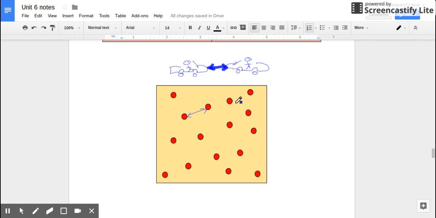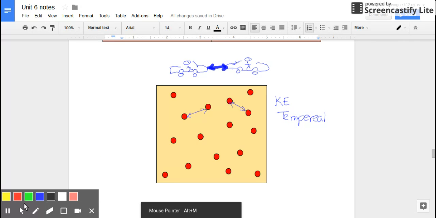Well, when we have these particles colliding with each other, this one and this one, we're going to pretend that they don't lose any energy. So therefore, if they don't lose any kinetic energy, energy of motion, their temperature will never change.